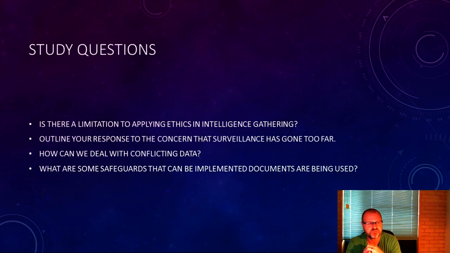And finally, a couple of ones on how we deal with conflicting data, which we've covered in this topic, but we've also covered in previous topics as well. And finally, I've given some safeguards about documents and so forth. There's a lot of other information available that you can have a look at, and you can add to that list of safeguards that can be used for documents. So look, I hope that this has provided you with some signposting for further reading and so forth.